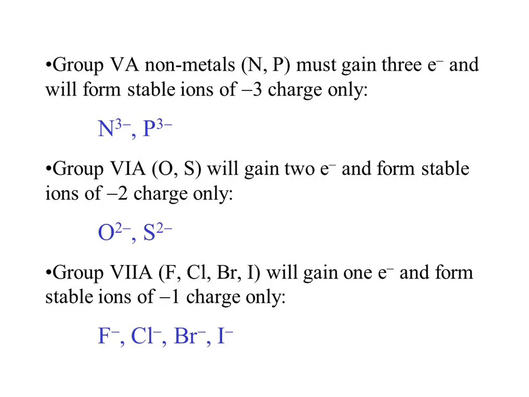So the 5A nonmetals pick up 3 electrons, get an octet. The 6A pick up 2 electrons, get an octet. And the 7A, which are the halogens, pick up 1 electron to get an octet.